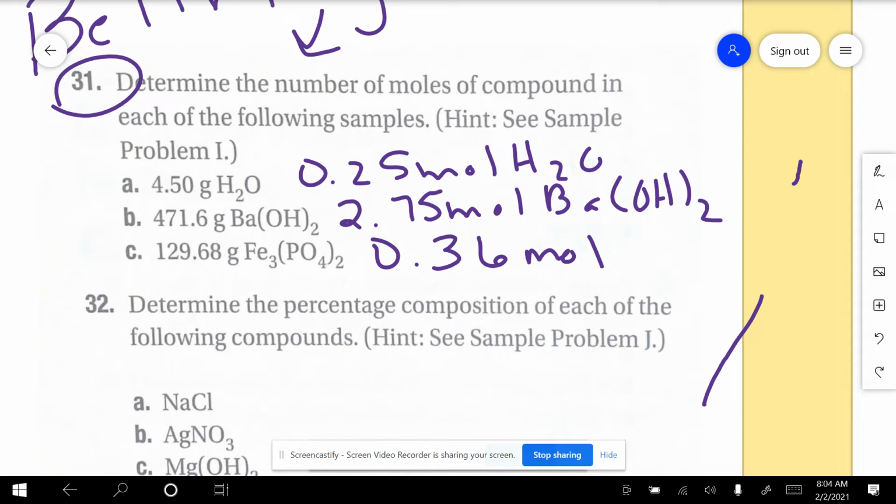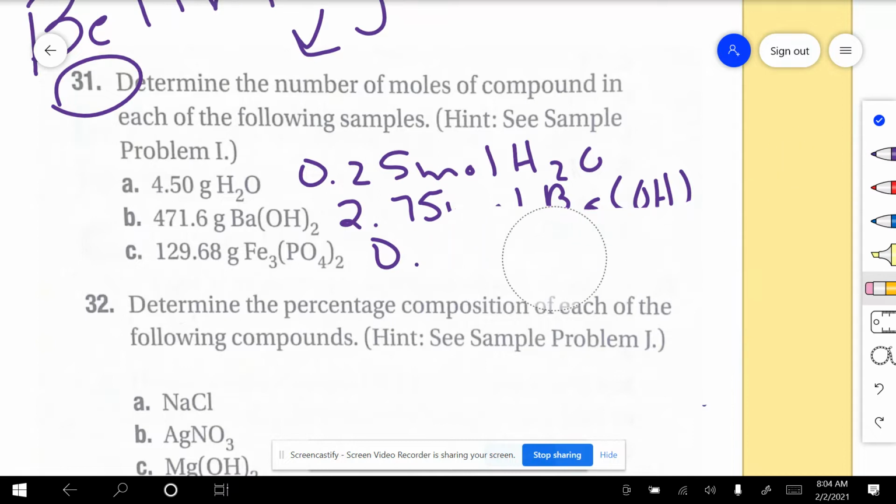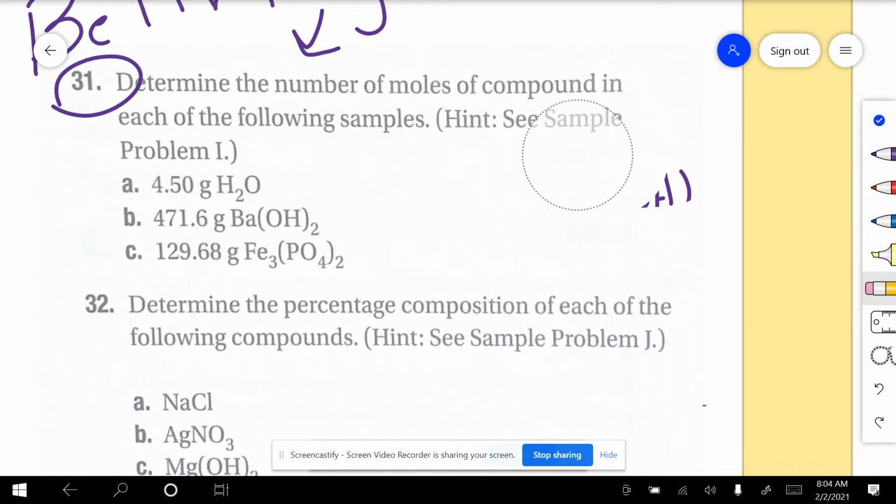Okay, so let's work these out. Like I said, unfortunately, when I try to work these out, it's going to shrink this back down. Well, maybe not. I have no idea why it didn't do that, but anyway.